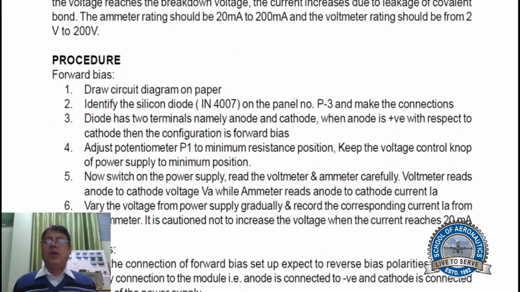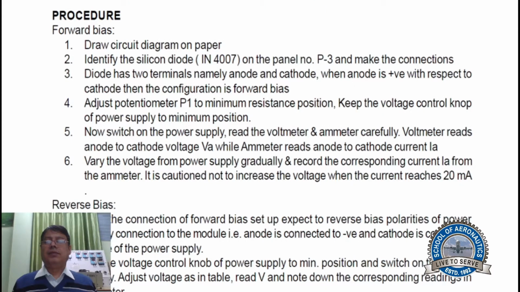Procedure. Forward bias. Draw the circuit diagram on paper. Identify the silicon diode IN4007 on the panel number P3 and make the connections. The diode has two terminals, namely anode and cathode. When the anode is positive with respect to the cathode, the configuration is forward bias. Adjust the potentiometer P1 to minimum resistance position. Keep the voltage control knob of the power supply at minimum position.